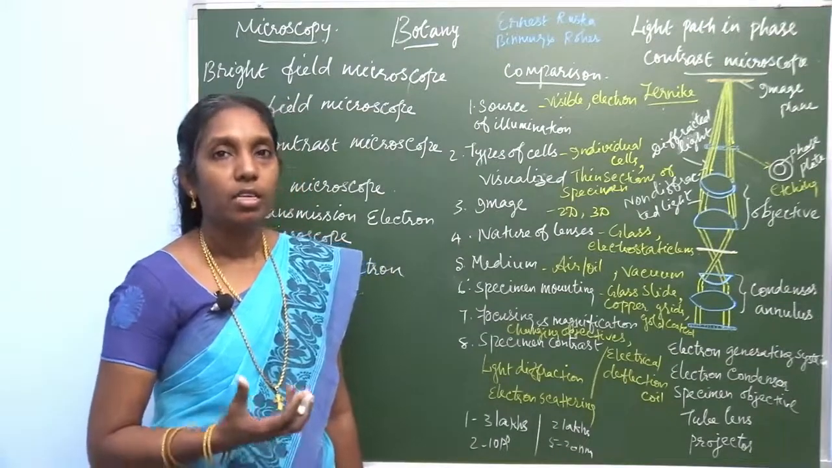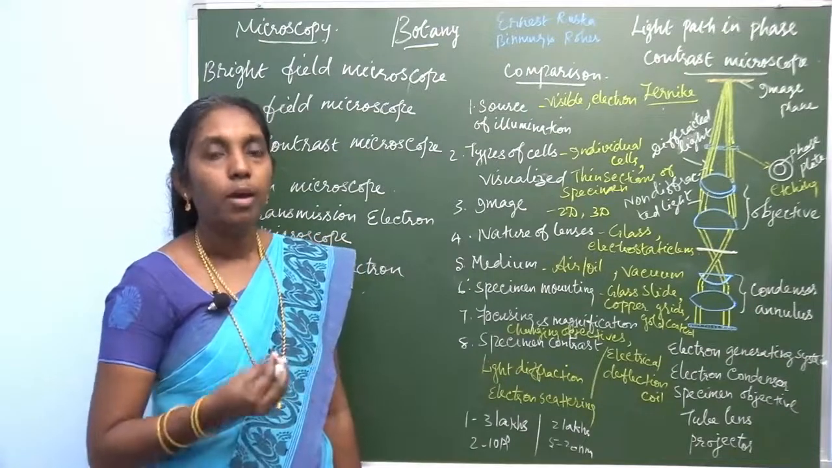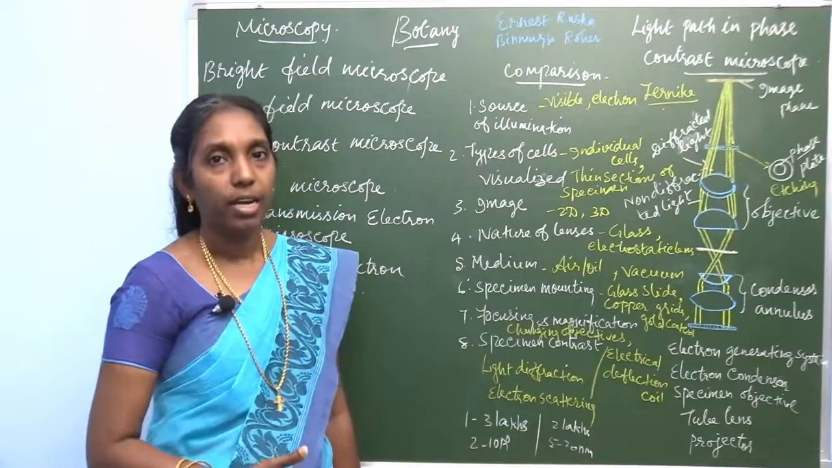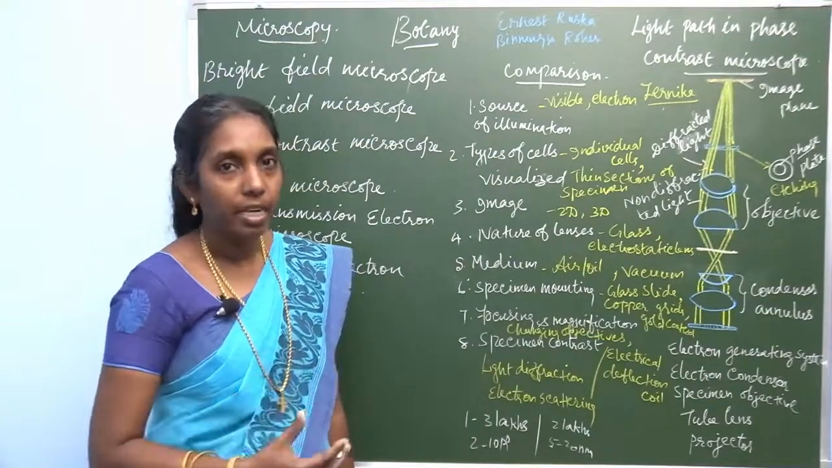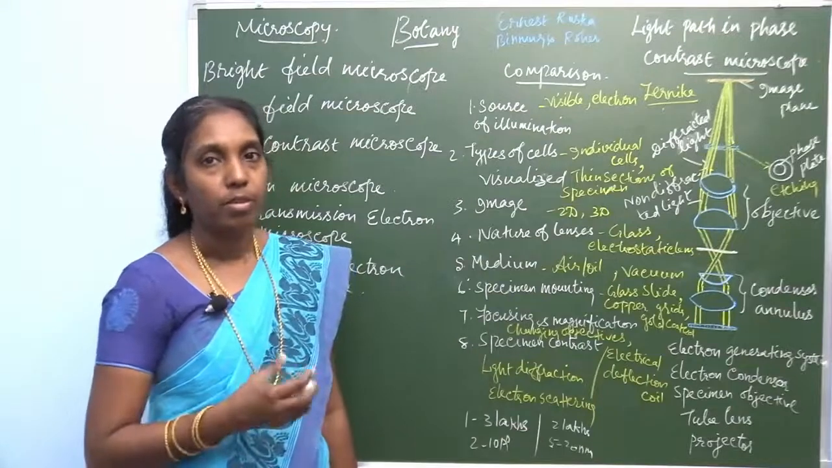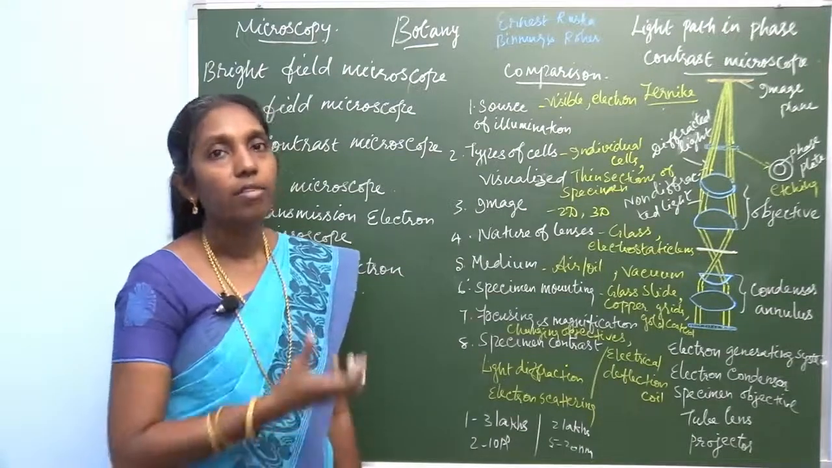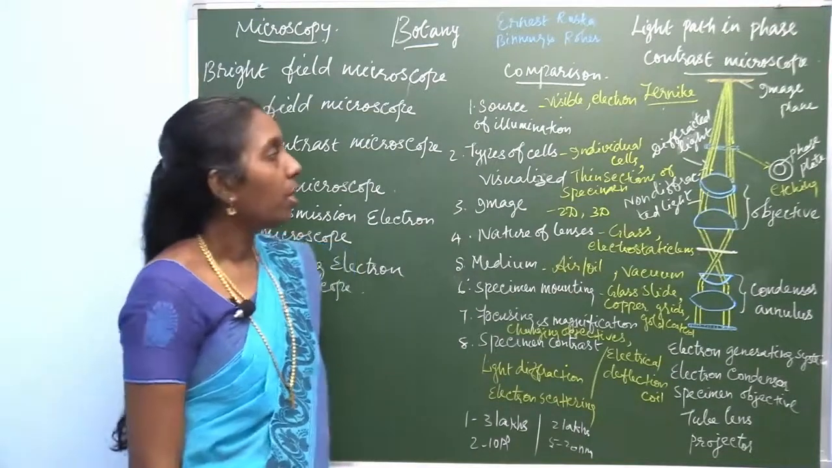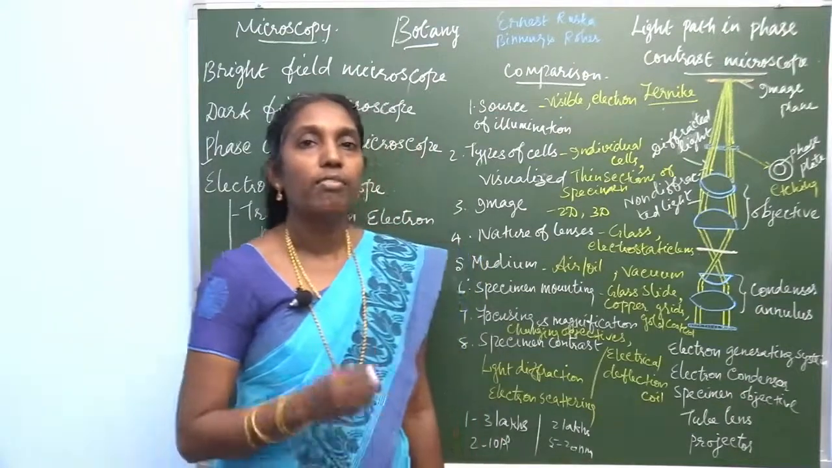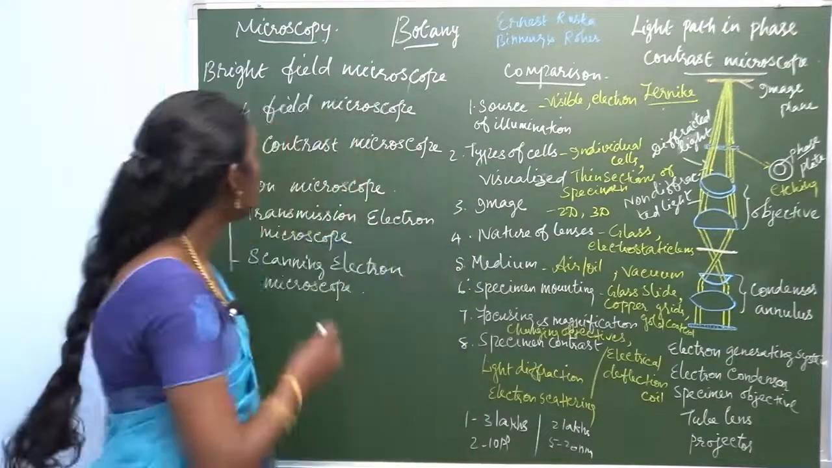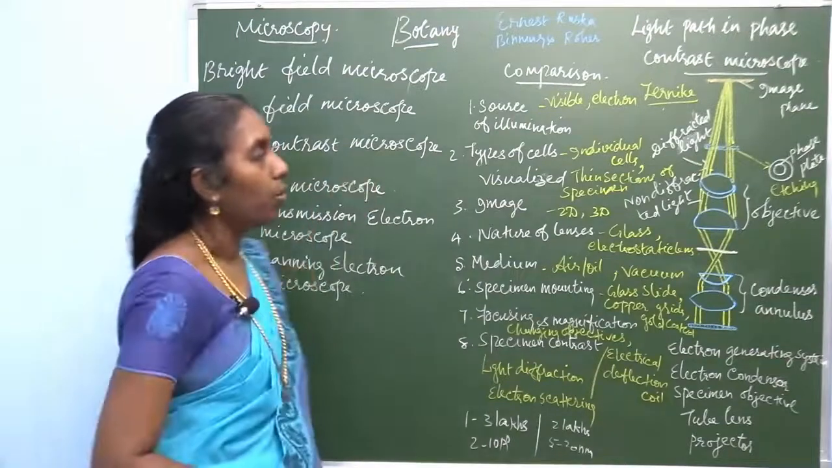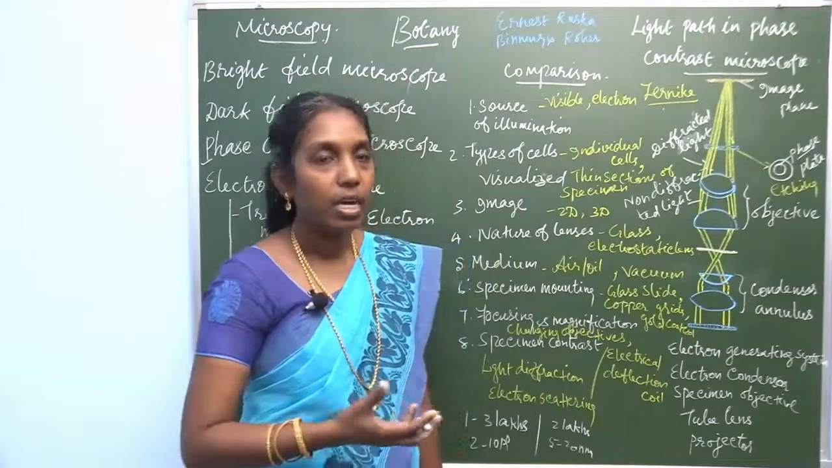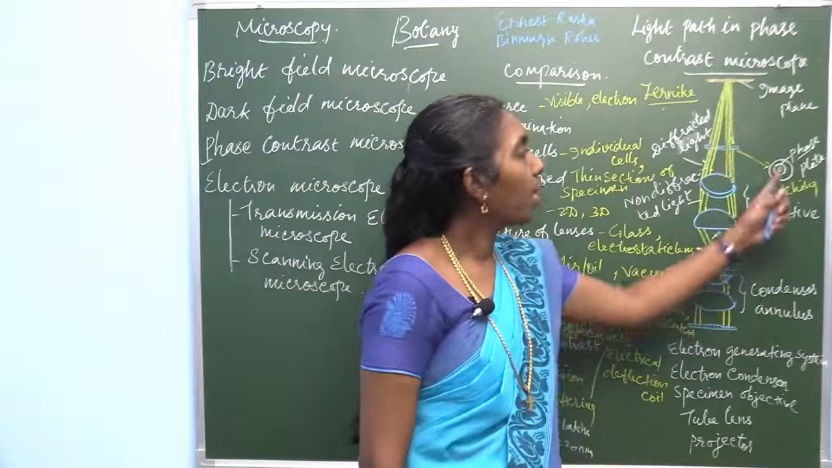The object is viewed by amplified light waves. The light waves are amplified and the contrast is increased. The contrast from the specimen is increased in phase contrast microscope. How is it increased? Here a phase plate is introduced. The name of the microscope is phase contrast microscope. Here the contrast is increased by introducing a phase plate.